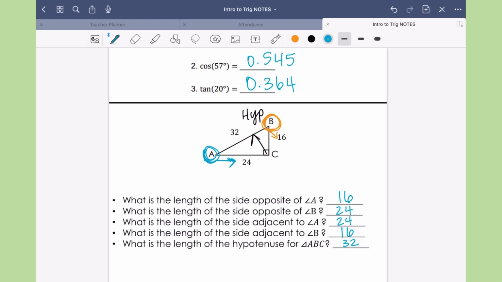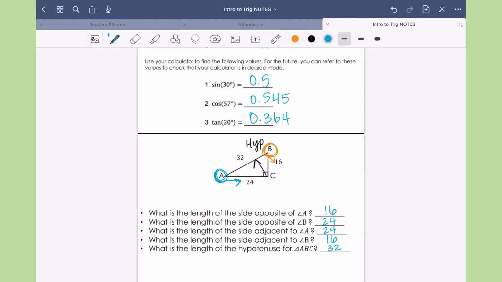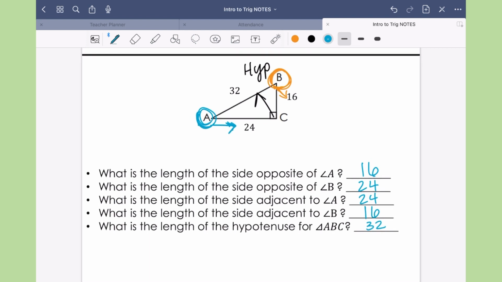Okay. This is it for today's notes. We are just practicing finding the opposite sides. So after this, you have a quiz assigned to you. Just make sure you complete that and come in for tutorials if you need help labeling the sides and figuring out what side is which.